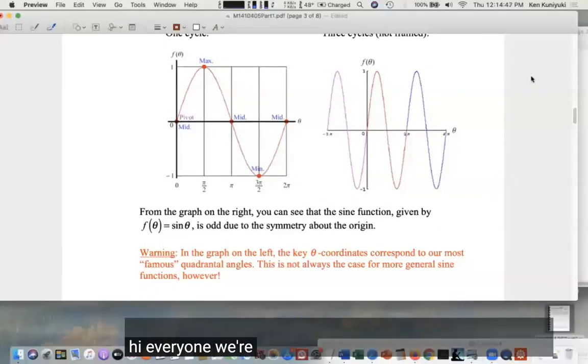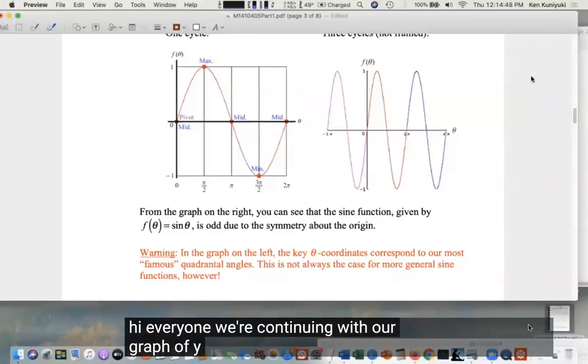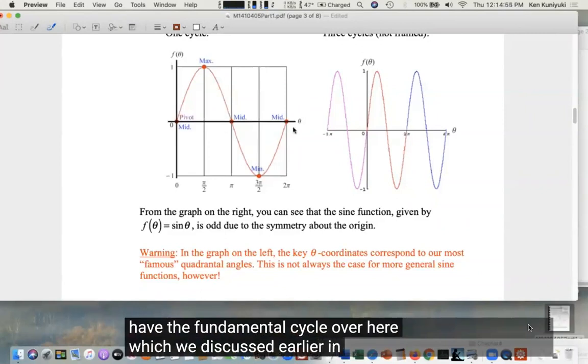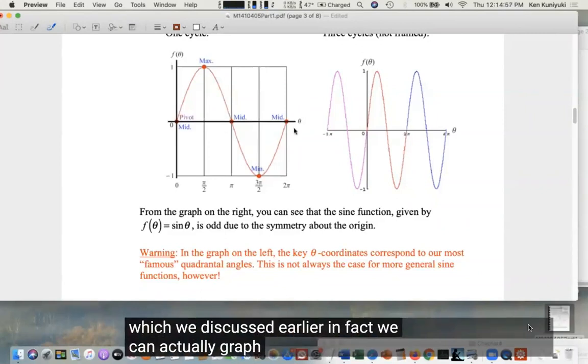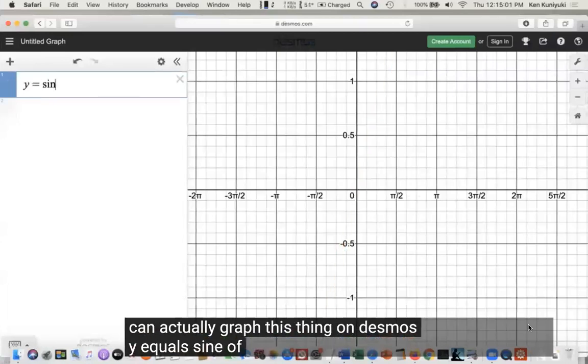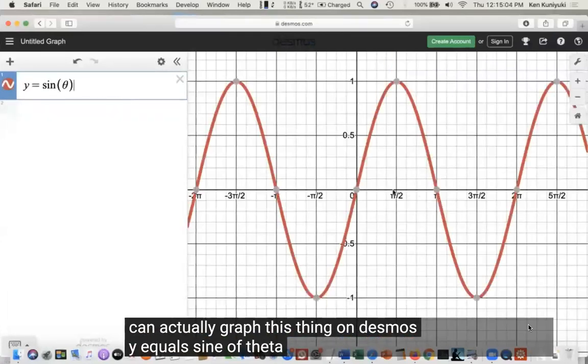Hi, everyone. We're continuing with our graph of y equals sine of theta, and we have the fundamental cycle over here, which we discussed earlier. In fact, we can actually graph this thing on Desmos, y equals sine of theta.